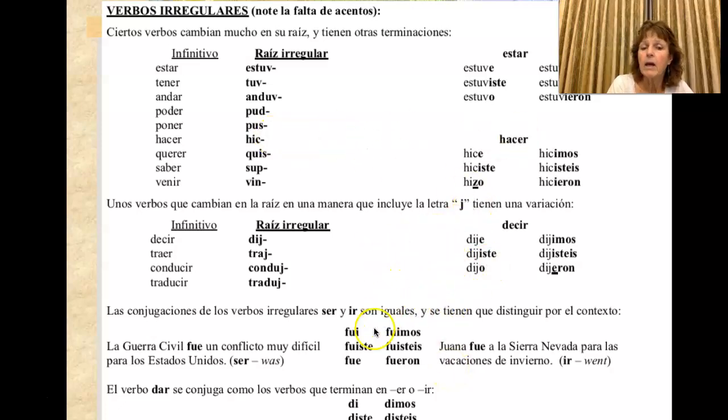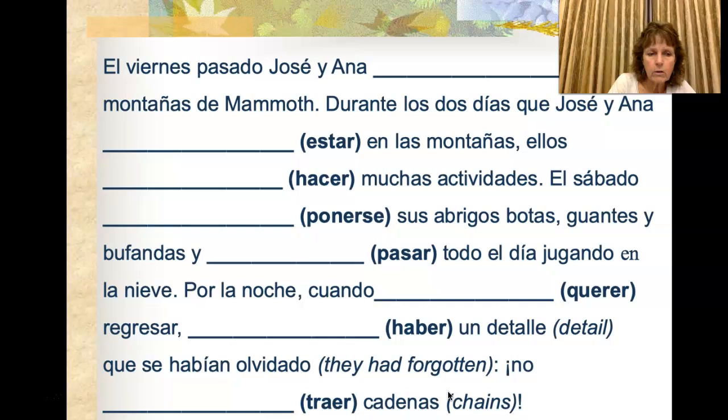Here's the pattern. And then you have ser and ir, and then even the verb dar that we just learned in lección 9 also, where instead of AR endings, even though the verb ends in AR, they use ER-IR endings. So let's just see. Here we have a paragraph, I don't know if you can see all of this. Let's just see how we would conjugate this.